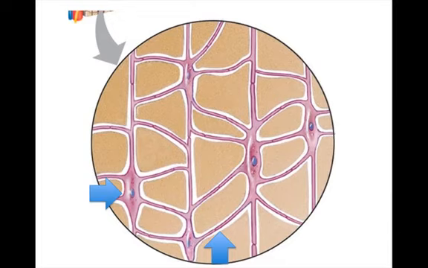You can also see a network of canals called canaliculi, and these allow for the osteocytes, via processes, which are long extensions, to communicate with one another.